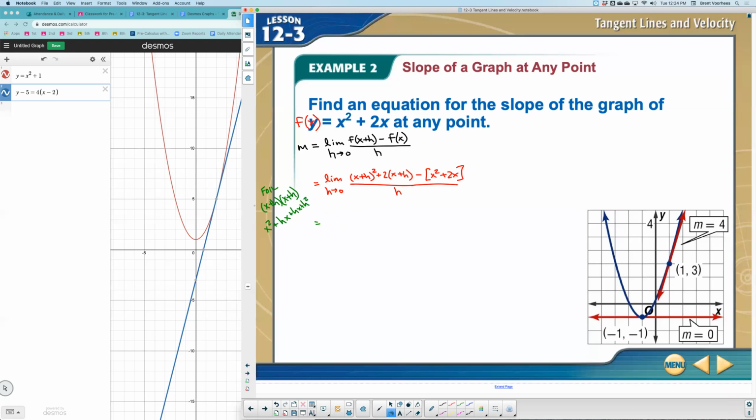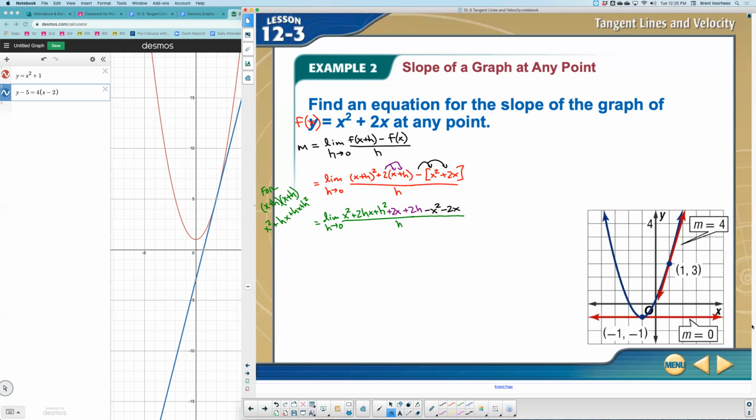That cannot be reduced. So we'll say the limit as h approaches 0, that front portion will just be x squared plus 2 hx's plus h squared. That's this front portion. And now I'll distribute this. Let me switch colors so you can see I'm now distributing this plus 2x plus 2h. And then finally at the end, I will need to distribute the negative through. Minus x squared minus 2x. Now all of this will be over h.